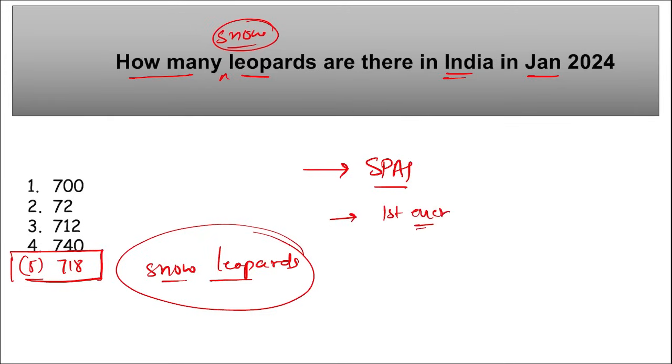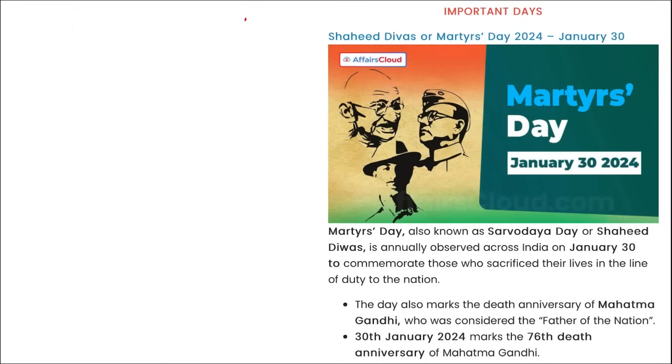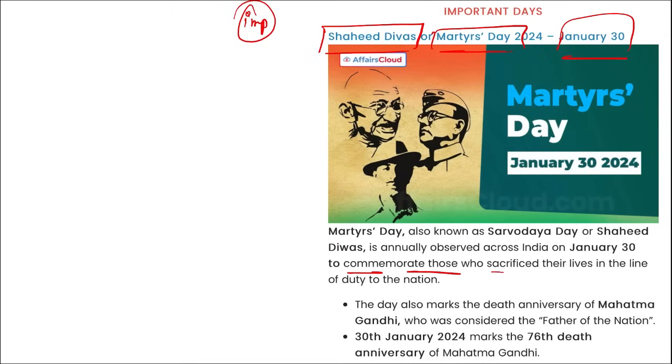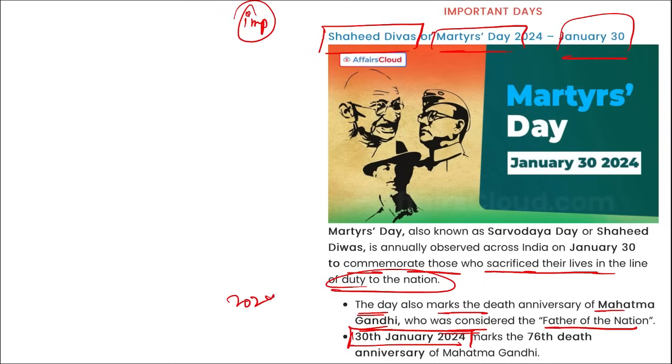Next, mark this, it is an important one and can be asked. Shaheed Divas or Martyrs Day is observed on 30th of January, and it is to commemorate those who sacrificed their lives in the line of duty to the nation. The day also marks the death anniversary of Mahatma Gandhi, who was considered the father of the nation, and on 30th of January 2024, that means in the year 2024, we observe the 76th death anniversary of Mahatma Gandhi.